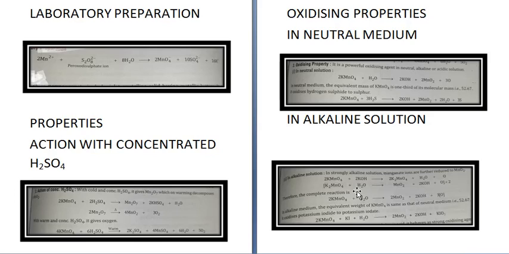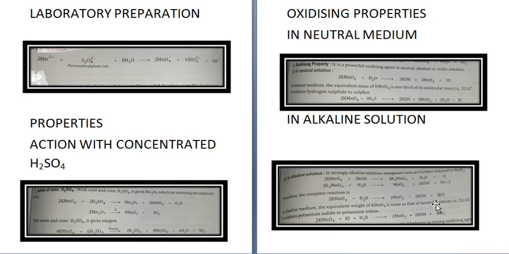Therefore the complete reaction becomes 2KMnO4 plus H2O gives you 2MnO2 plus 2KOH plus 3O. This is the reaction. 2KMnO4 plus H2O gives you 2MnO2 plus 2KOH plus 3 nascent oxygen.